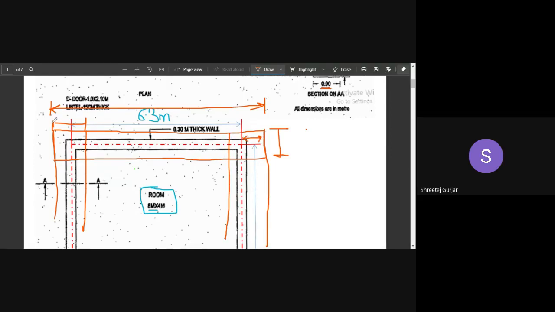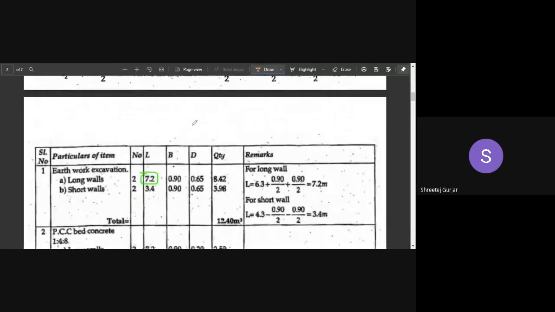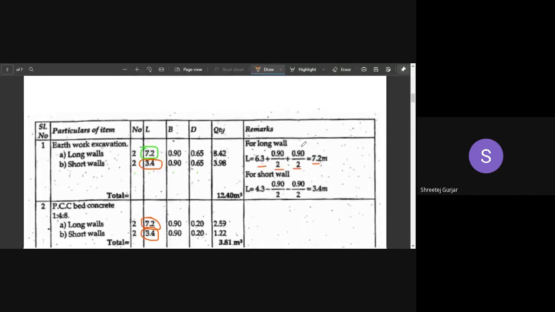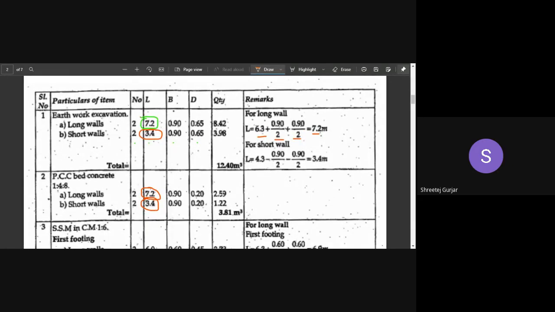So it will be 0.45 till here, plus 6.3 as the center line till here, again plus 0.45 from here to here. It will come out the same: 6.3 plus 0.45 plus 0.45 is 7.2. And for the short wall it is also the same, 3.4. So no need to worry, because the width of your foundation and the width of your PCC bed are the same, so your length will be the same.